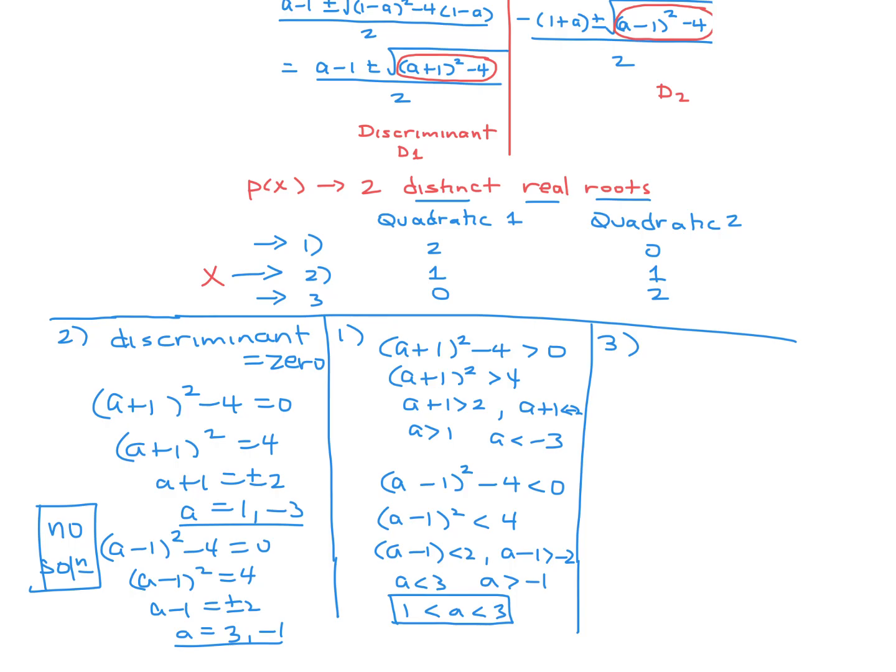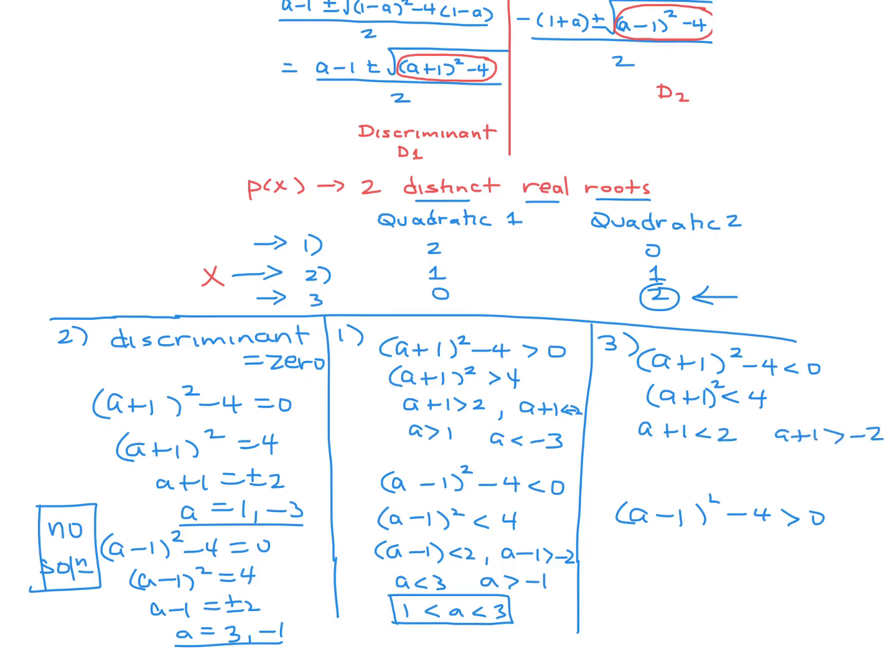Okay, so we got one more. Let's see if we get anything. This is where the first quadratic has 0 real solutions, so that means its discriminant must be less than 0, and the second discriminant is going to be positive, since we want 2 solutions for that one. So this will give me (a plus 1) squared is less than 4, I should say. So a plus 1 is less than 2, and a plus 1 is greater than minus 2. Therefore a is less than 1, and a is greater than minus 3.